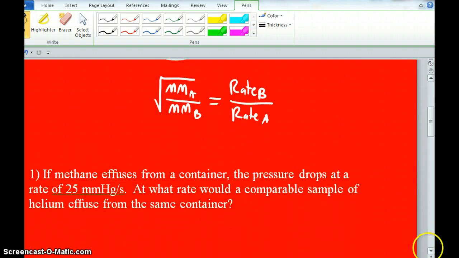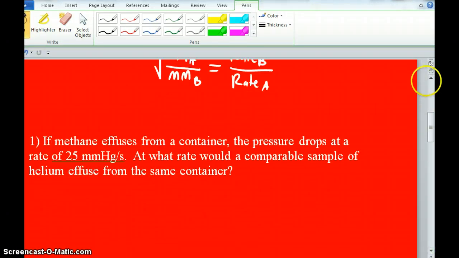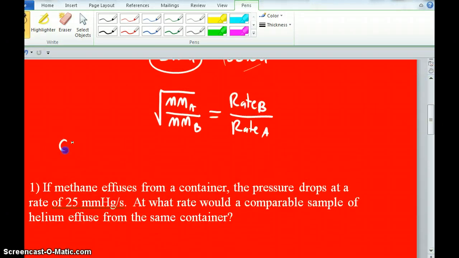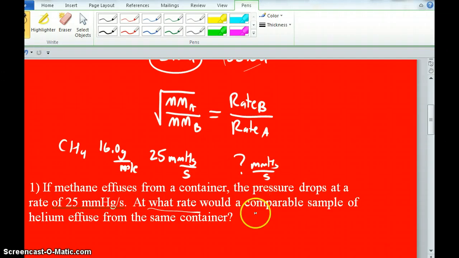So yes, we could do a simple problem with this understanding. Methane, and we've identified our gas, so we know exactly what its molar mass is, CH4, would have a molar mass of 16 grams per mole. It effuses from a container, the pressure drops at a rate, so we're given a rate of change for the methane, 25 millimeters of mercury per second. That would be a decrease in pressure from the container every second. And the question says, at what rate, so how many millimeters of mercury per second, would a comparable sample of helium effuse from the same container?